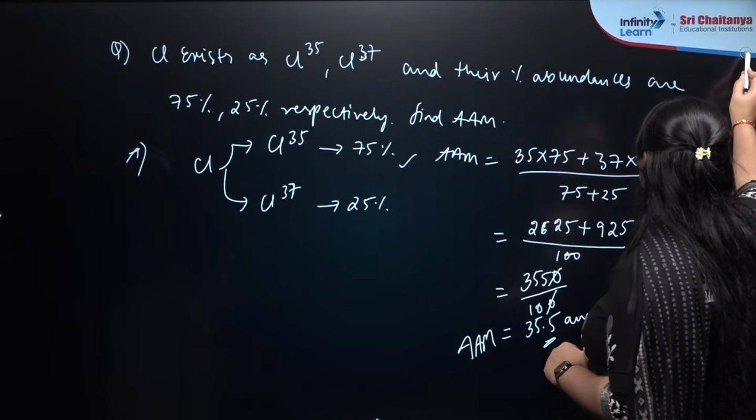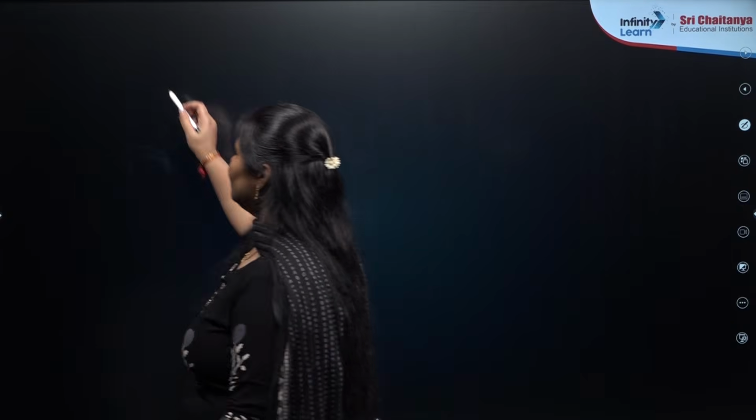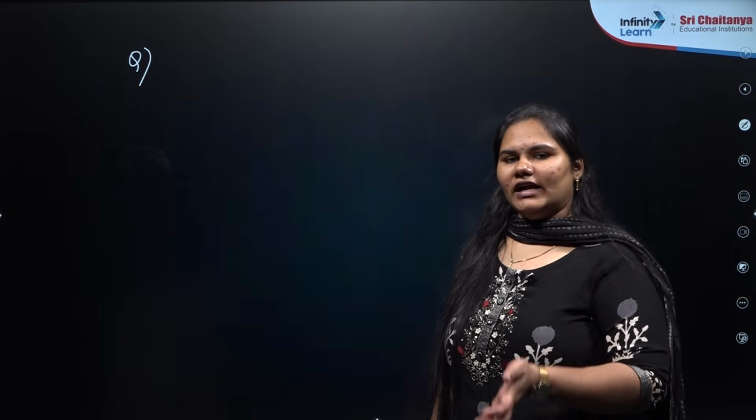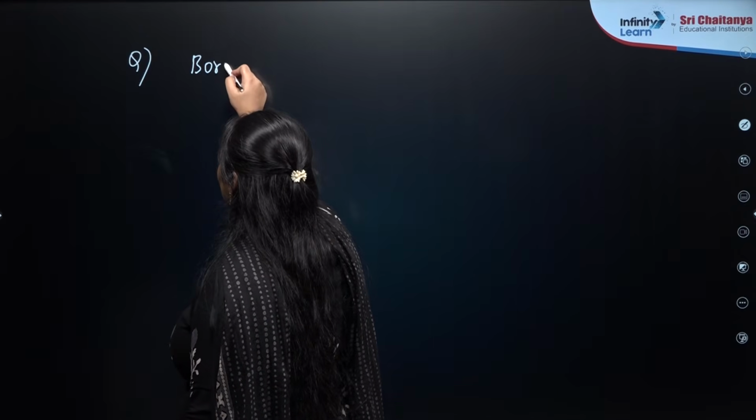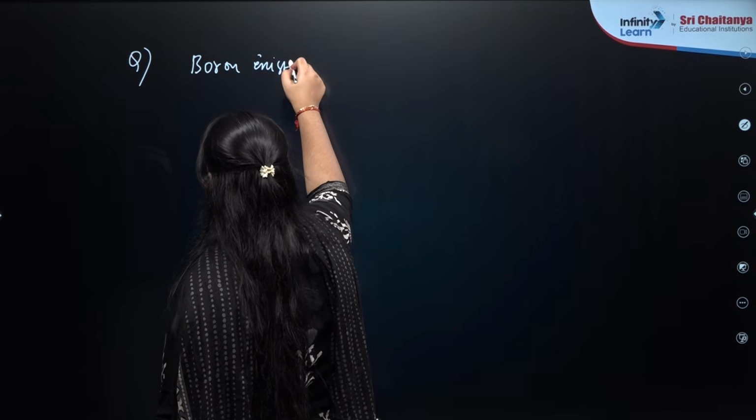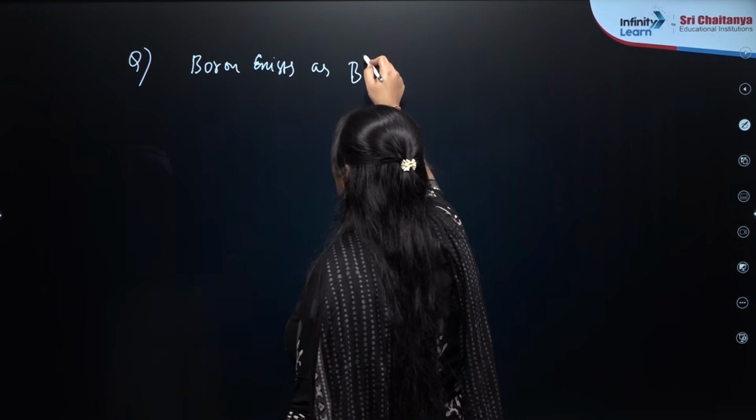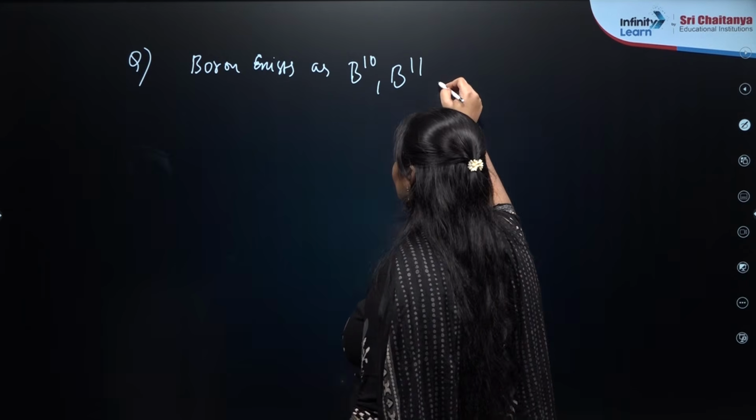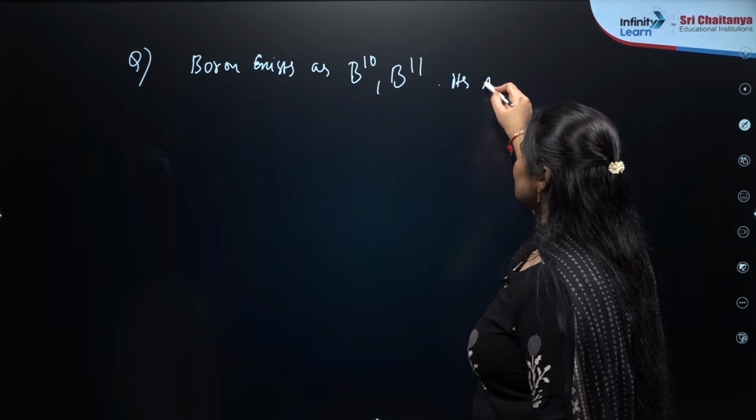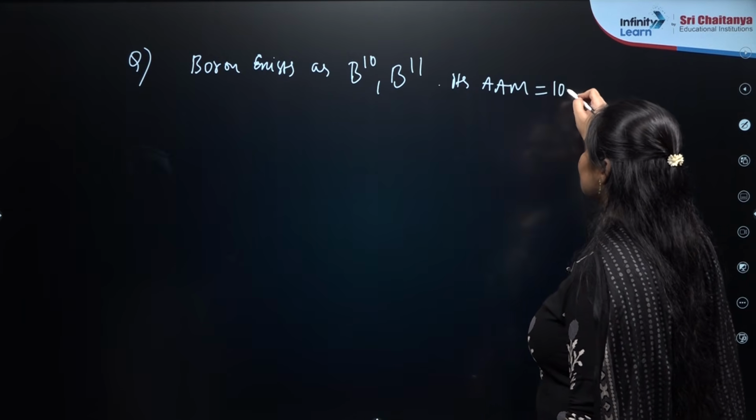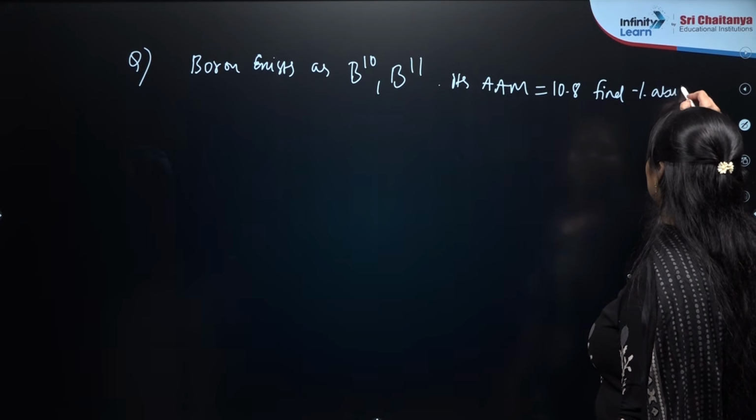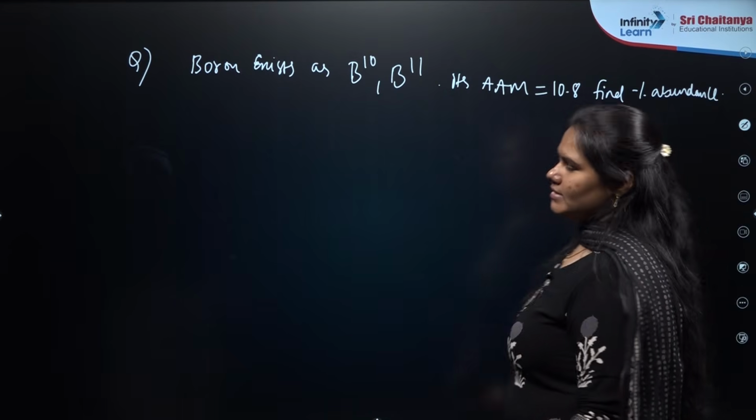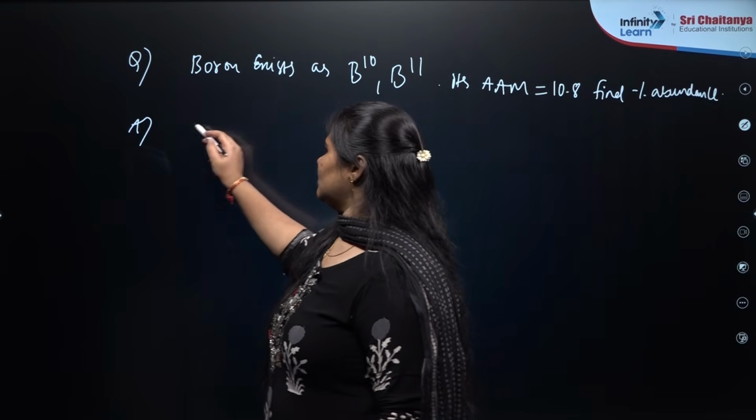Let us solve one more question. Now in this case, they will give you the average atomic mass directly. They are asking you to find the percentage abundance. Let me write the question. Boron exists as B10, B11, and its AAM is 10.8 AMU. Find their percentage abundance. This is the question.